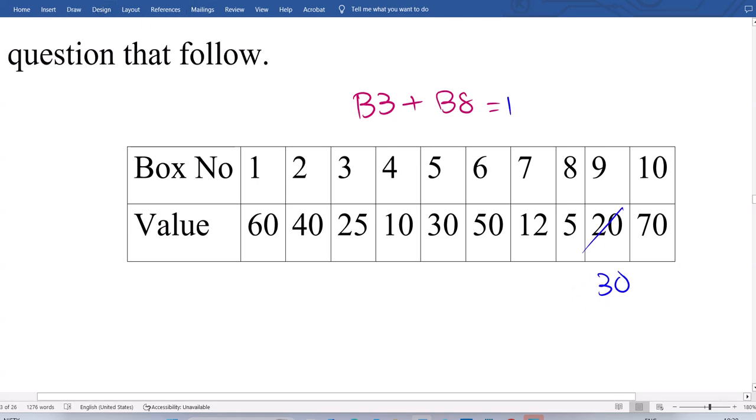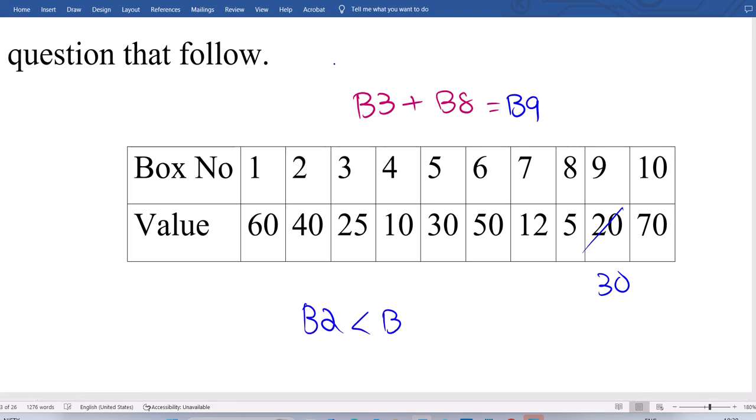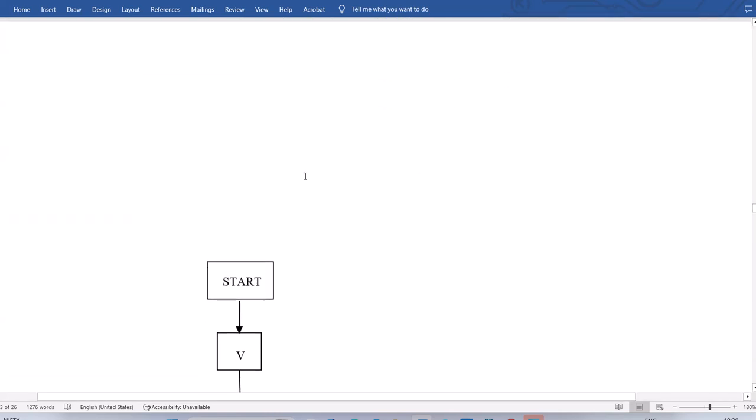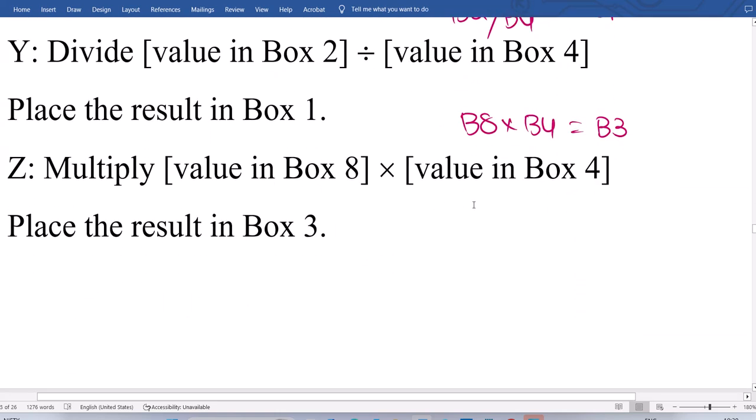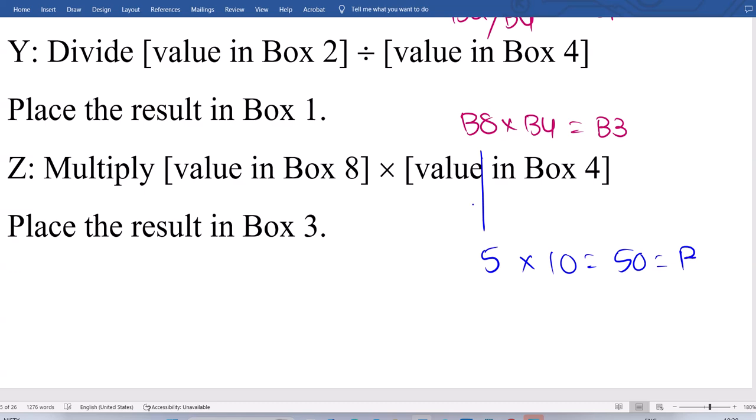Okay. Agreed. Fine. Next step, is box 2 less than box 5? Box 2 is 40. Box 5 is 30. This is false. False means directly go to the Z step. Z step is multiplication. We understand. If it is false, we have to go for the Z step. B8 into B4. B8 is 5. B4 is 10. The result 50 is to be updated in box 3.